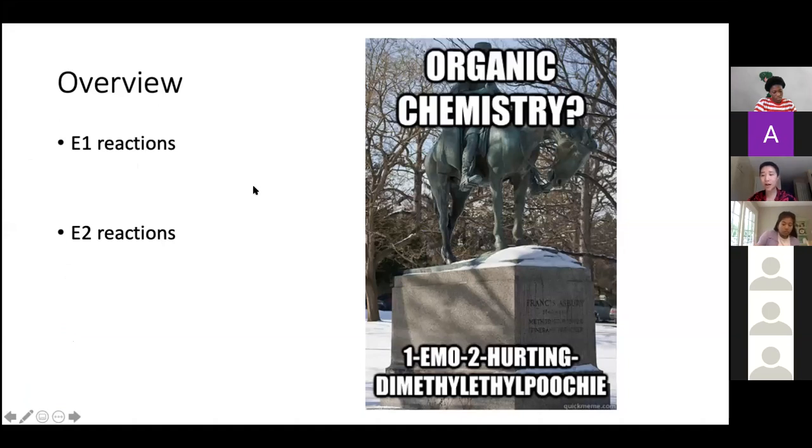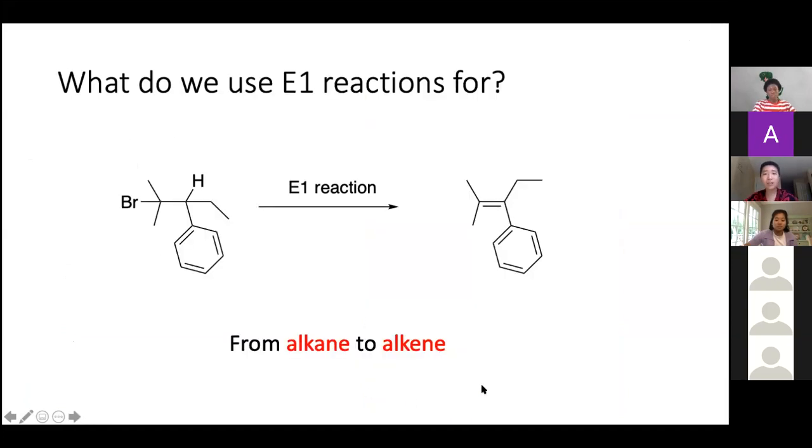All right, so I know that earlier this week you learned about SN1 and SN2 reactions. And today we're going to talk about their cousins, which are E1 and E2 reactions. And I included a meme, which says organic chemistry is 1-emo 2-hurting dimethyl ethyl Pucci, which is pretty funny, I think. Anyway, let's keep going. Oh, come on. So what do we use E1 reactions for?